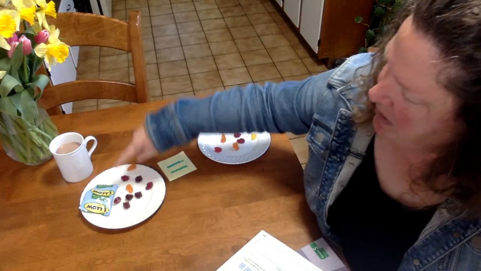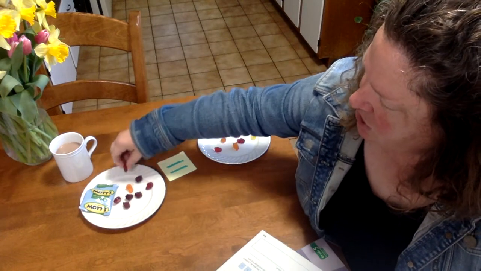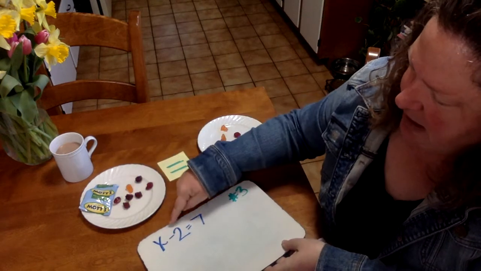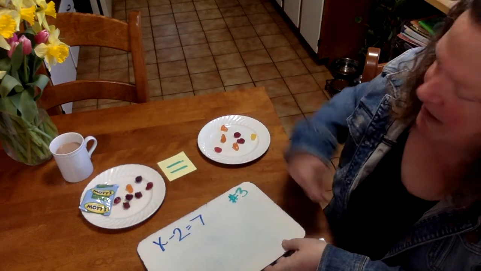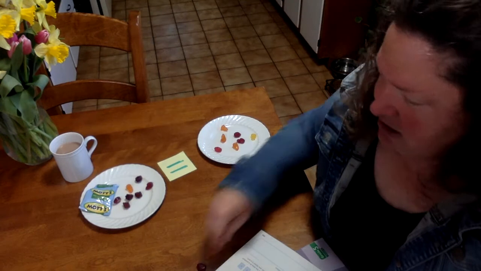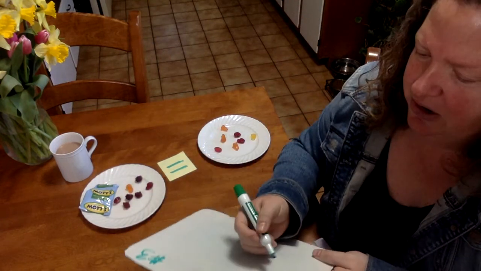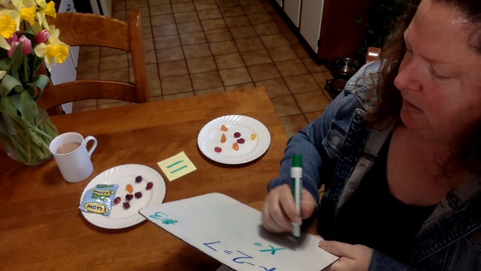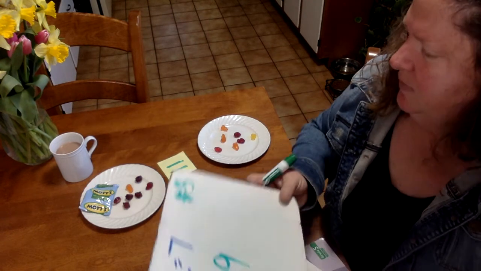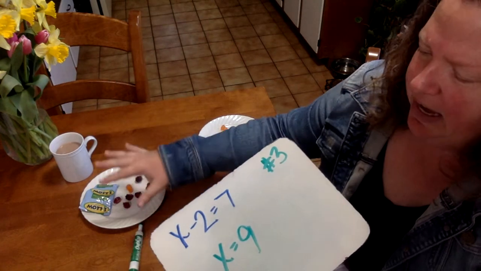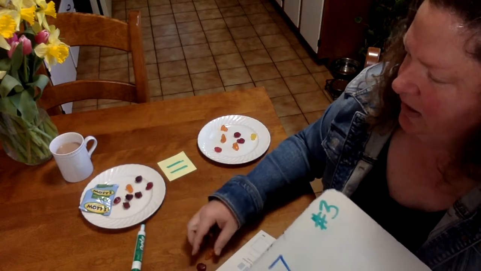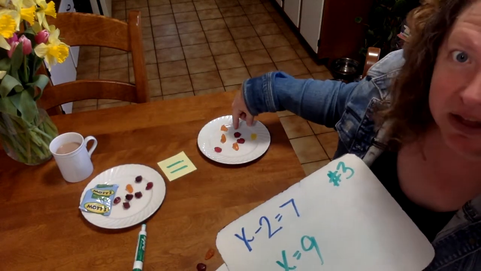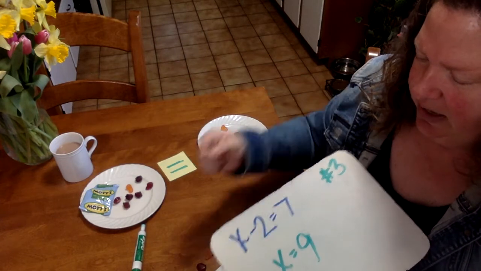So we started out with 9. We took these 2 out to match the problem. X, some mystery number, taking away 2 gives us 7. So now the answer for us here is X equals 9. The X started out as 9, because when we took 2 away, it equaled 7. So our X is 9.